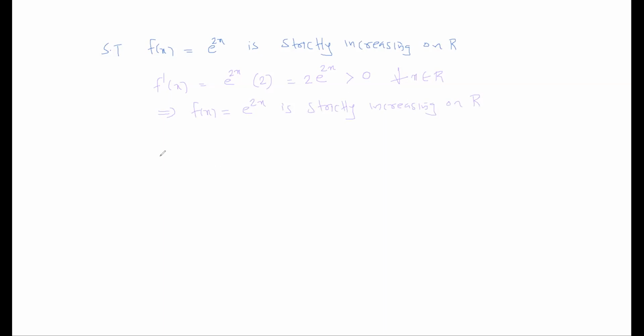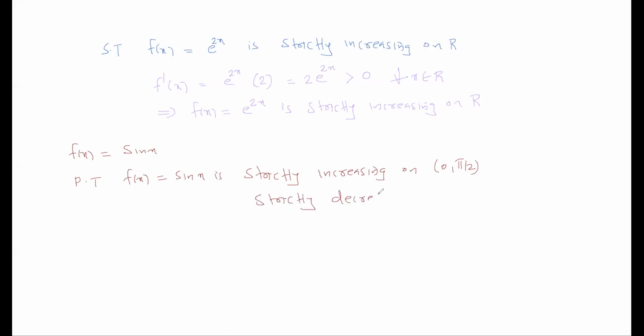And f of x is equal to sin x. Prove that f of x is equal to sin x is strictly increasing on 0 to pi by 2, and it is strictly decreasing on pi by 2 to pi.